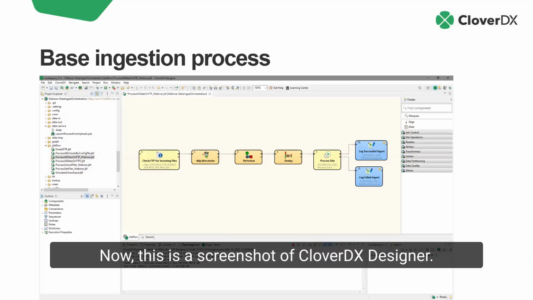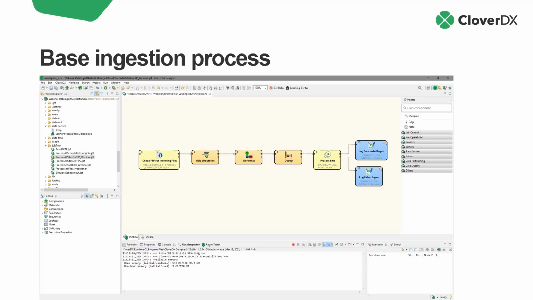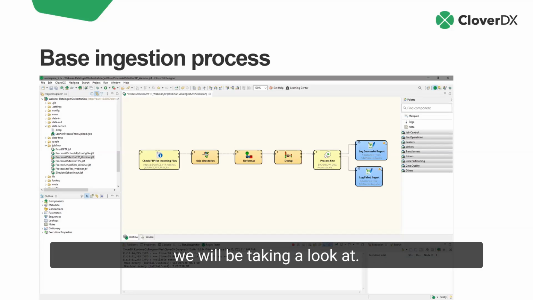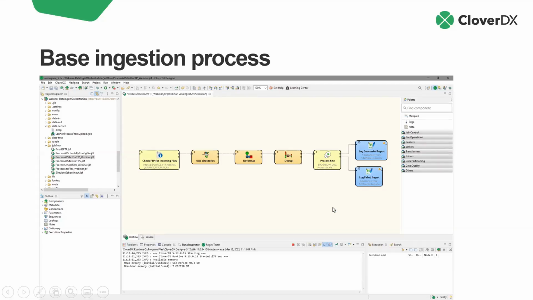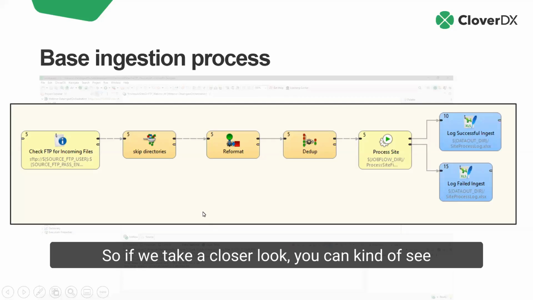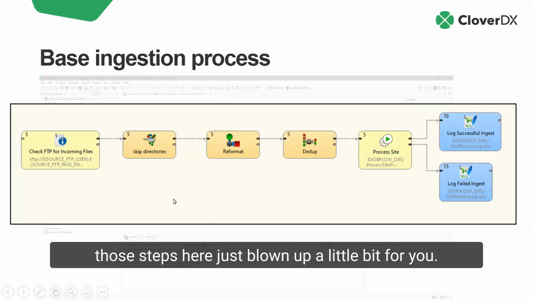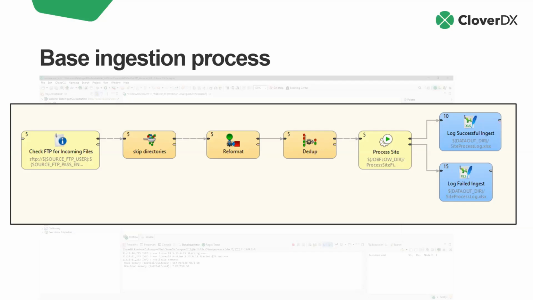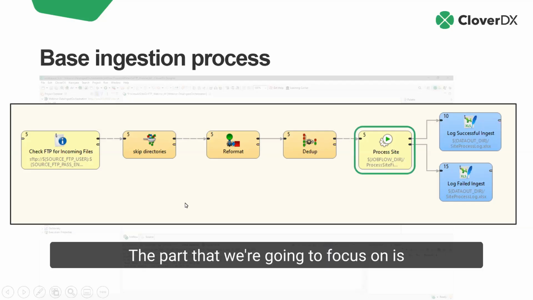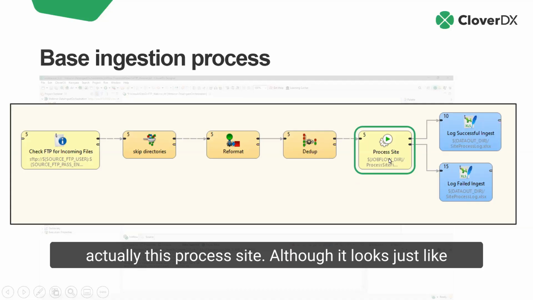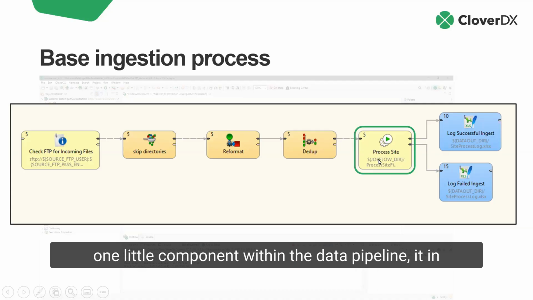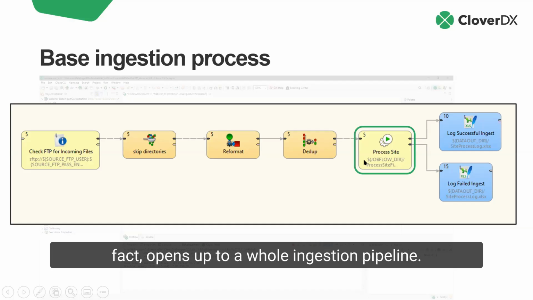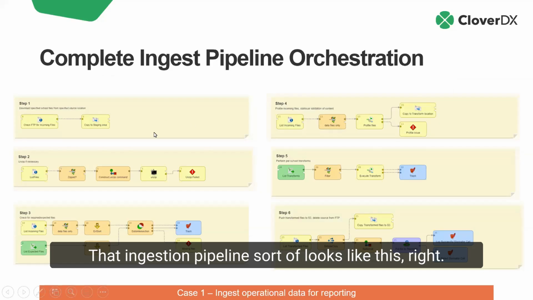Now, this is a screenshot of Clover DX Designer. This is the actual data pipeline that we will be taking a look at. As you can see, we're pulling in data, reformatting a bit, and then processing those, and then logging the data, right? If we take a closer look, you can see those steps here, just blown up a little bit so it's easier to see. The part that we're going to focus on is actually this process site. Although it looks like just one little component within the data pipeline, it in fact opens up to a whole ingestion pipeline. That ingestion pipeline looks like this, right?